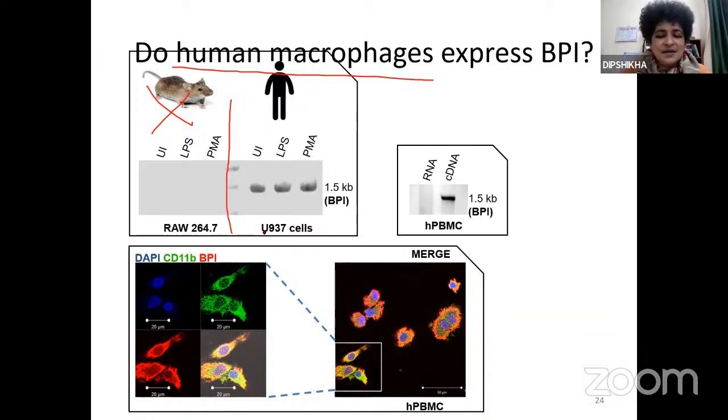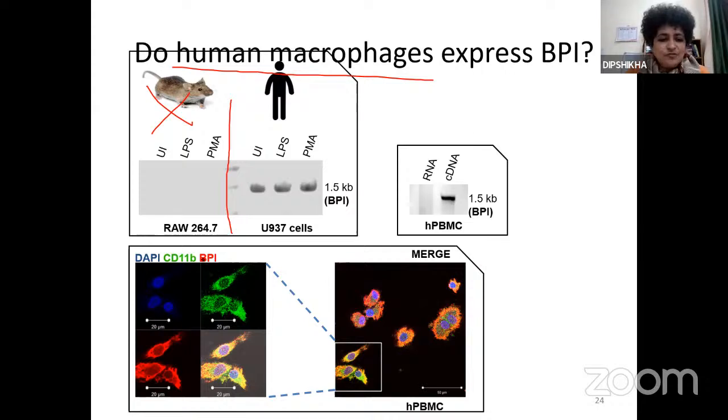You can see this by the PCR analysis, that the U937 cells are human cells and RAW is a mouse cell, and the BPI transcript is only seen in the human cells, not in the mouse cells. And from the human PBMC, you can see the cDNA, 1.5 kb. So you know that it is exclusively present in the human. Now, it is a mystery why it is not present in the mouse. The gene is there, but there is some kind of a repression. We are not able to understand why BPI is not there in the mouse system.